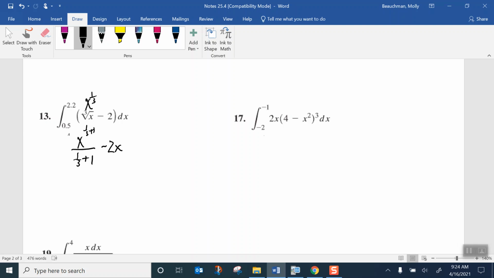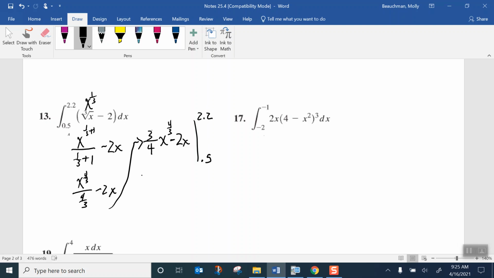So let me do another simplification. 1/3 plus 1 is 4/3, so I get x to the 4/3 divided by 4/3 minus 2x. Dividing by 4/3 is the same thing as multiplying by 3/4. So my final integral is 3/4 times x to the 4/3 minus 2 times x, and we're going to evaluate that at 0.5 and 2.2, and then subtract those values.